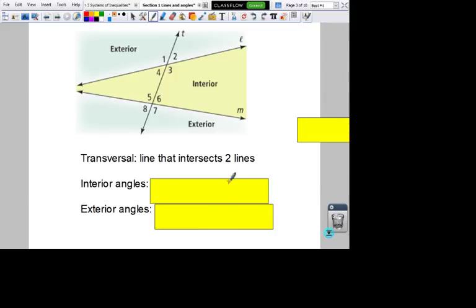And in this picture right here, which line crosses two other lines? T. You see this little, it's kind of hard to tell, but that's a fancy T right there. That fancy T is for this line right here. We don't have any points on the line, so we have to use our fancy T. So my fancy T is my transversal.